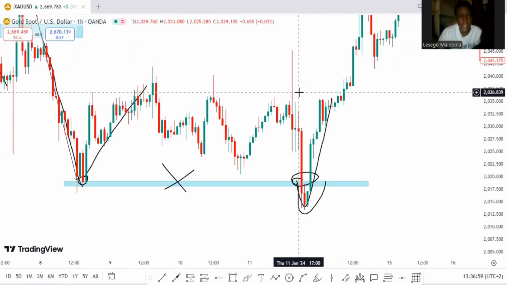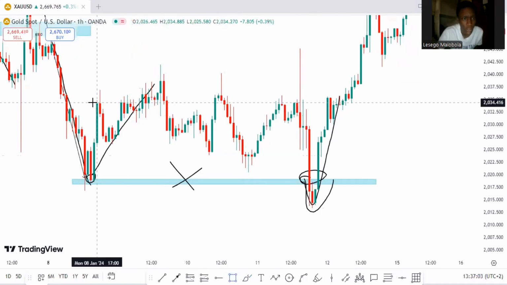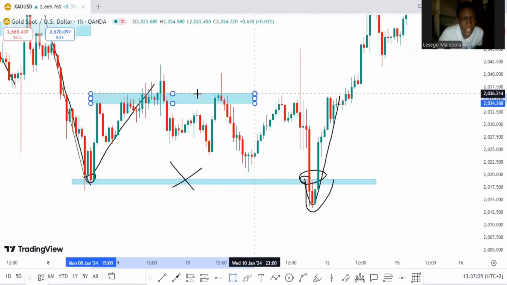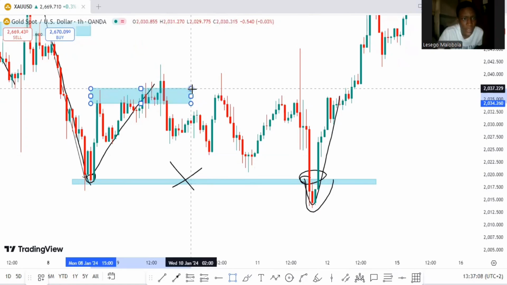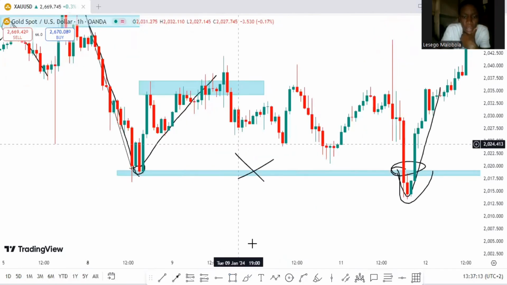You have to learn these things. And then if we have to continue, guys, look at this one. Here we have support and resistance, right? Let me just take it up until here. So we're back testing support and resistance right now, right?